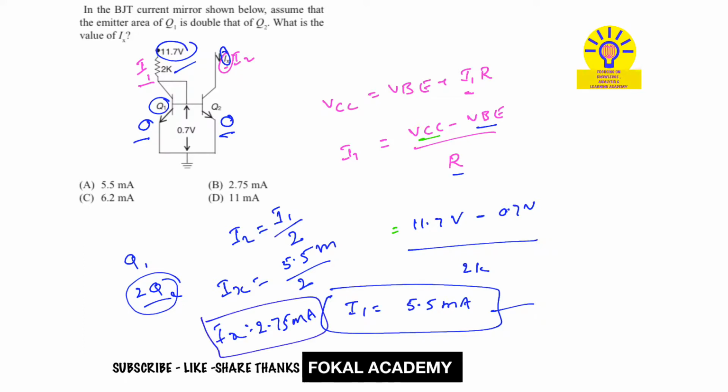In the current mirror circuit, if both transistor areas are equal, then I1 equals I2. But here the emitter area of one is double the other, so that's why the current also changes. So I2 equals I1 by 2, and Ix is 2.75 milliamperes. From the options, option B is the correct option.